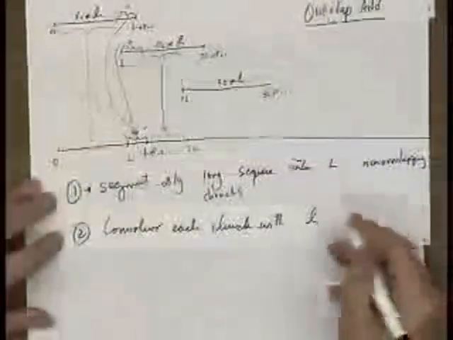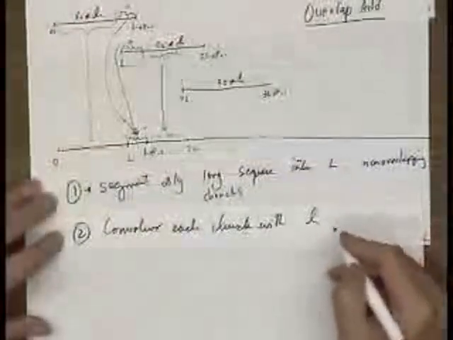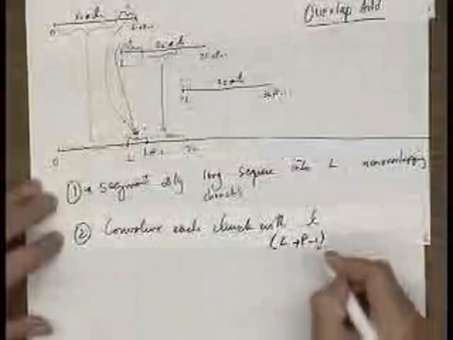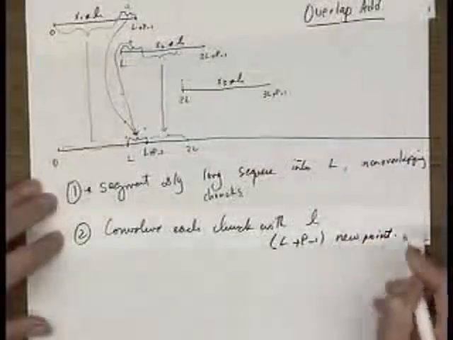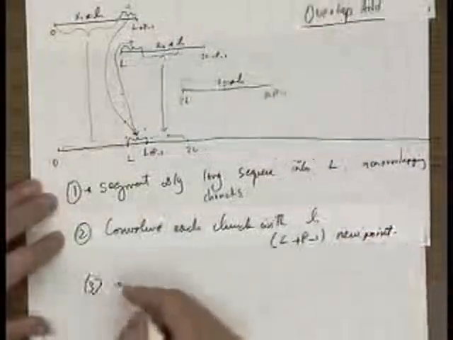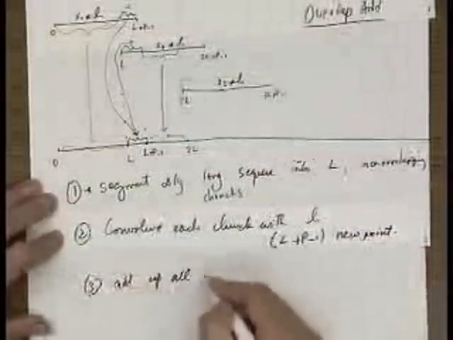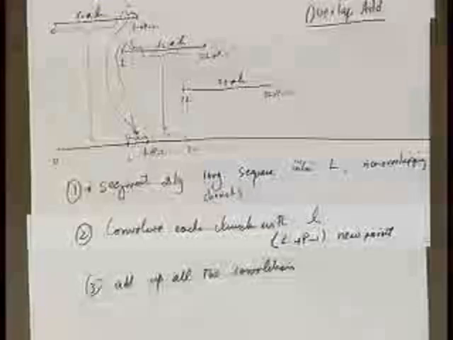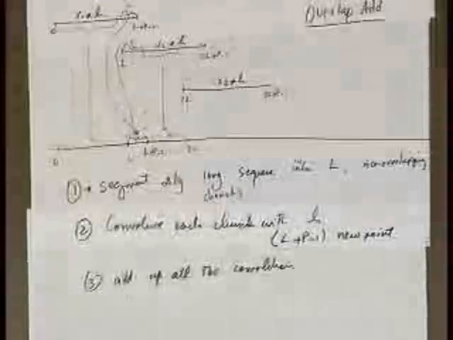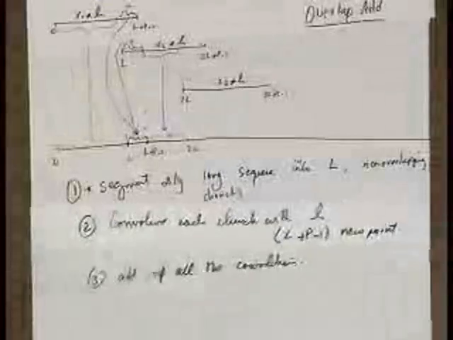Step 2, you convolve each chunk with H, which is a P-point sequence, and then you get L plus P minus 1 new points, and you have to position those new points the right way, and then you add up all the convolutions to get the answer. Okay? So that's it. That's the whole idea behind what's called overlap add.